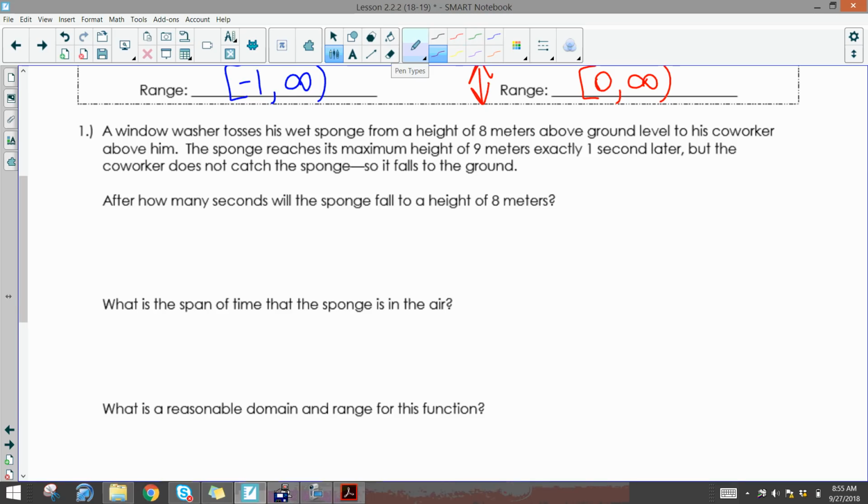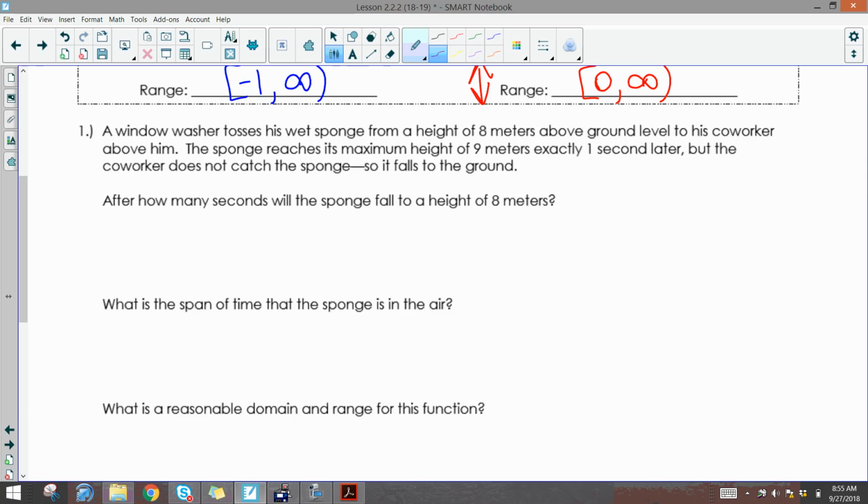So we have a window washer who tosses his wet sponge from a height of 8 meters above ground level to his coworker above him. The sponge reaches its maximum height of 9 meters exactly 1 second later, but the coworker does not catch the sponge, so it falls to the ground.